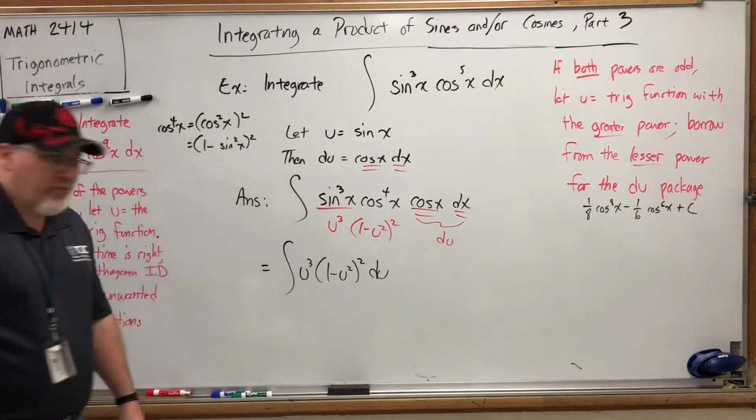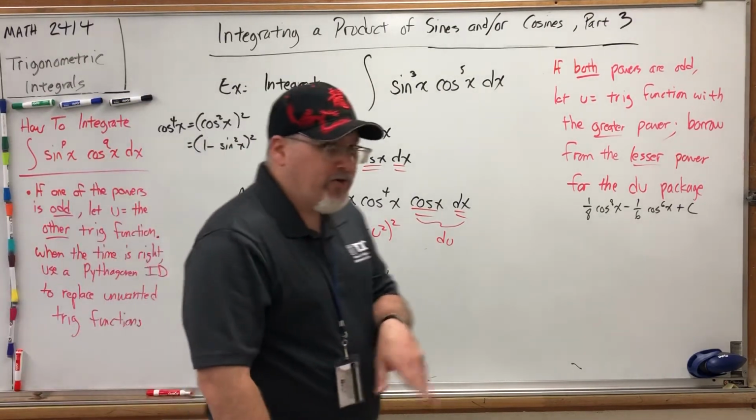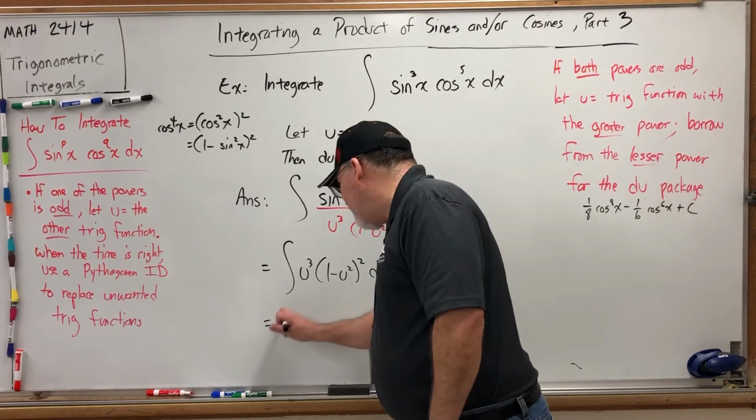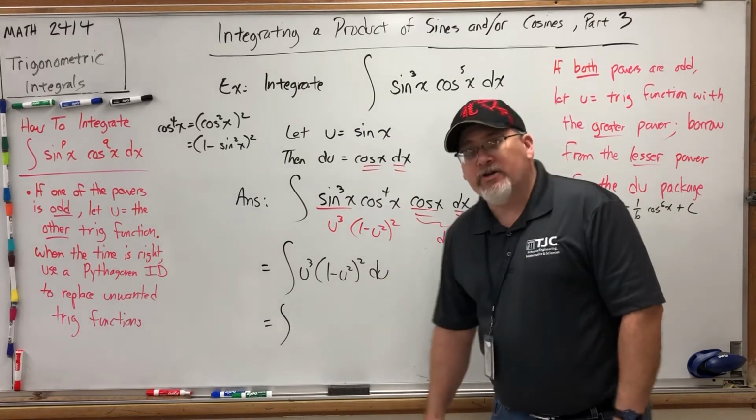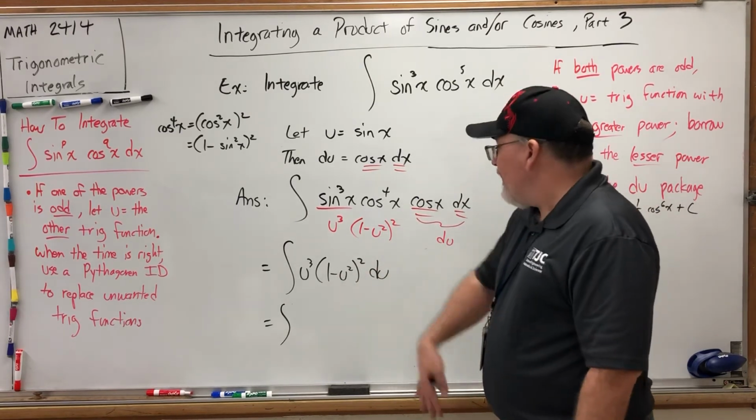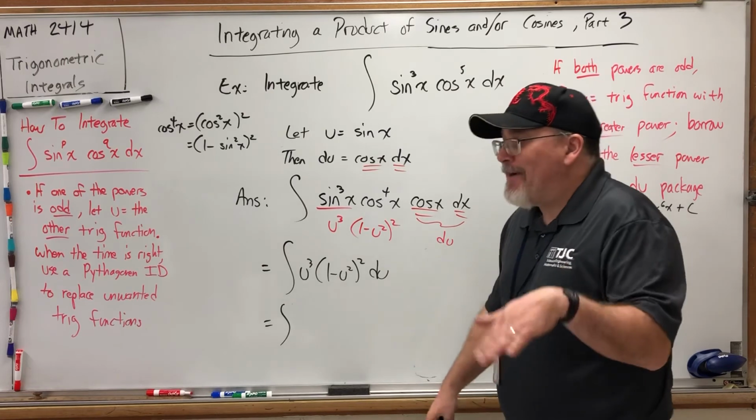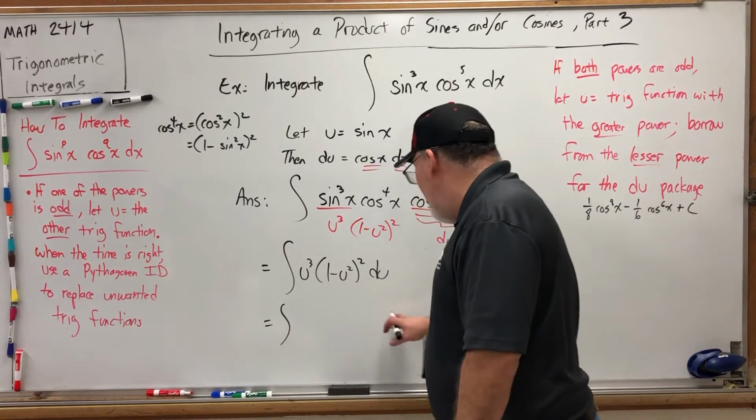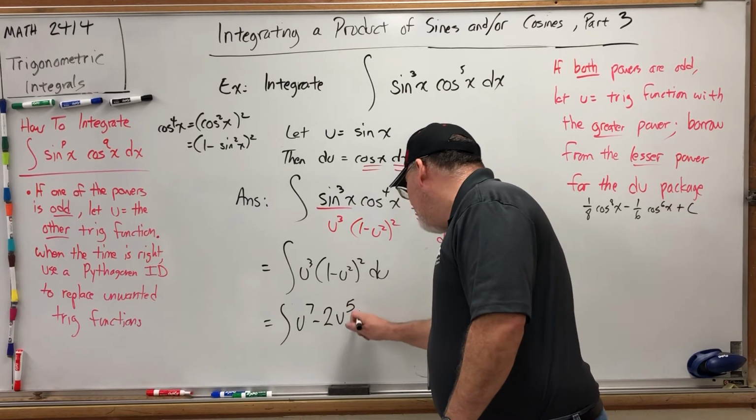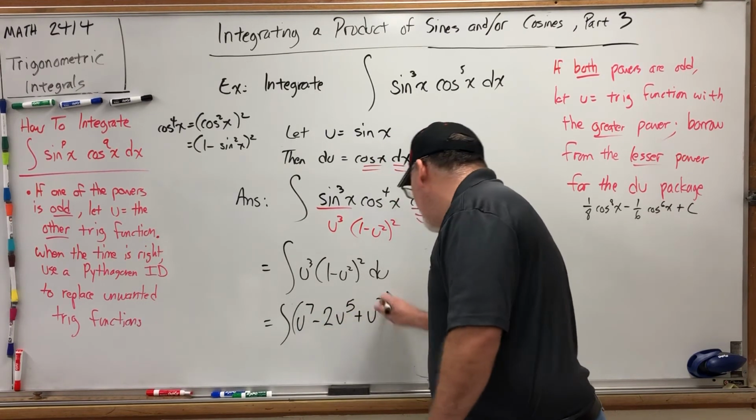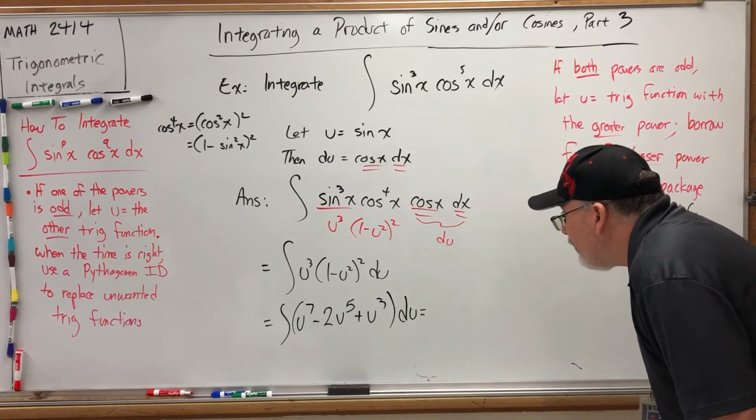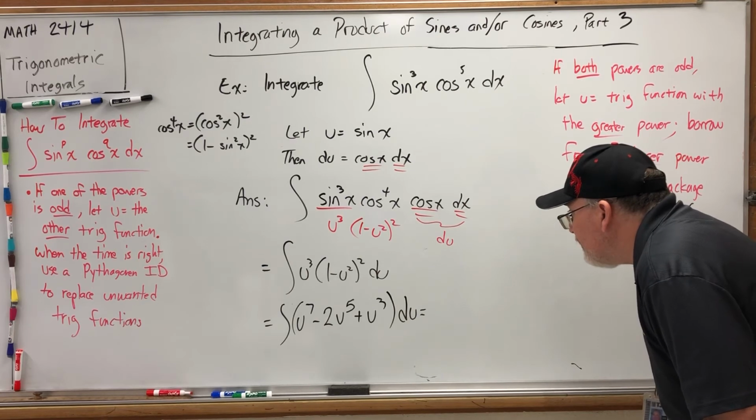And again, from an algebra perspective, we don't integrate products, we integrate sums and differences. So we would have to bust this open. I'm not going to dilly-dally with the algebra. We've already squared this. We know what it equals. It's 1 minus 2u squared plus u to the 4th. If we distribute the u cubed, again, I'm bypassing a lot of the algebra, you would get u to the 7th minus 2u to the 5th plus u to the 3rd du. Double check that. Yes, yes, yes.